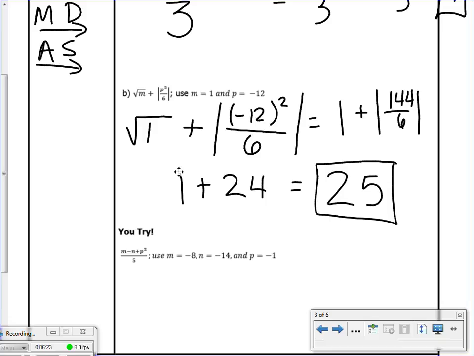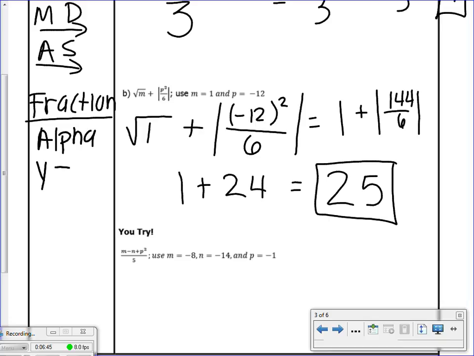Again, 144 divided by 6 is going to give us 24, and then we simplify to 25. Again, to get the fraction on your calculator, we press alpha, y equals, enter. And that's your shortcut to get your fraction on your calculator.